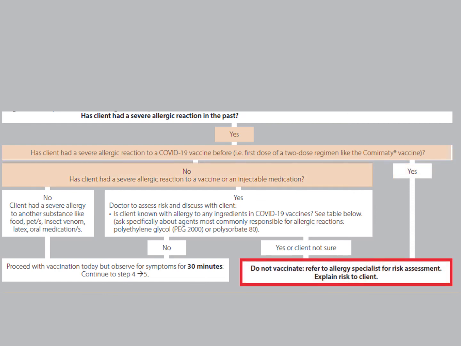If no, next you would ask if the client has had a severe allergic reaction to another vaccine or an injectable medication. If no, i.e. the client had a severe allergy to another substance like food, a pet, insect venom, latex, or an oral medication, then you would proceed with the vaccination today, but observe for symptoms post-vaccination for longer, 30 minutes instead of 15 minutes.